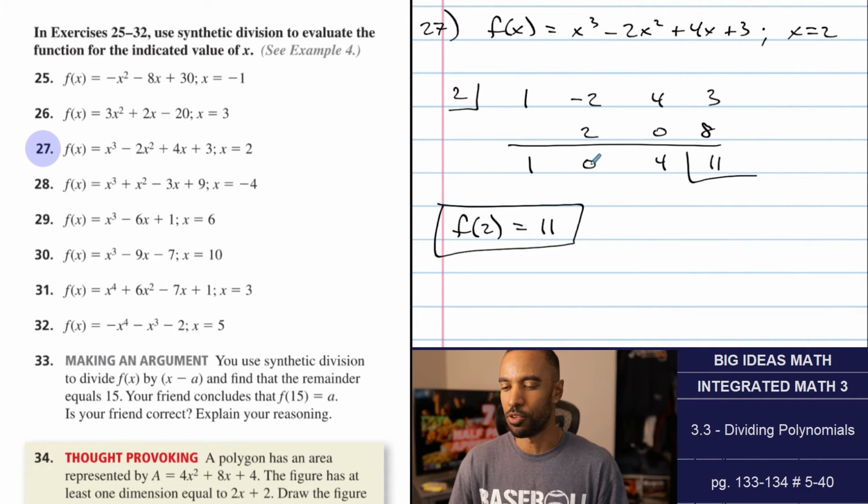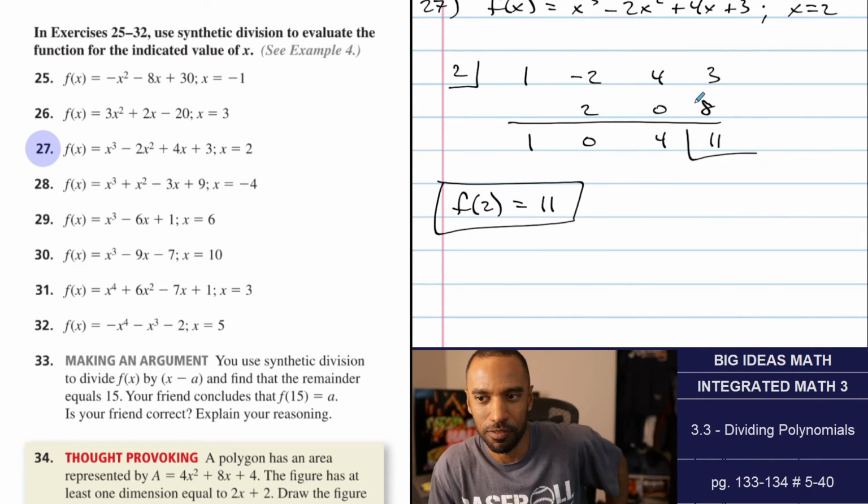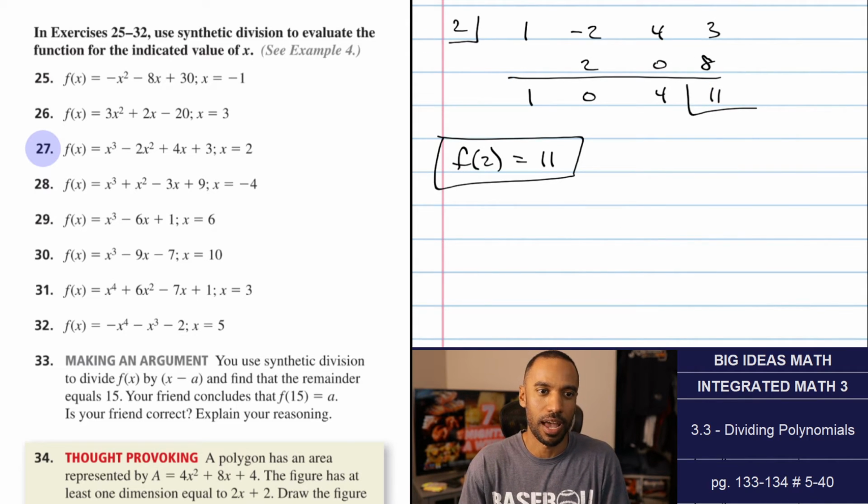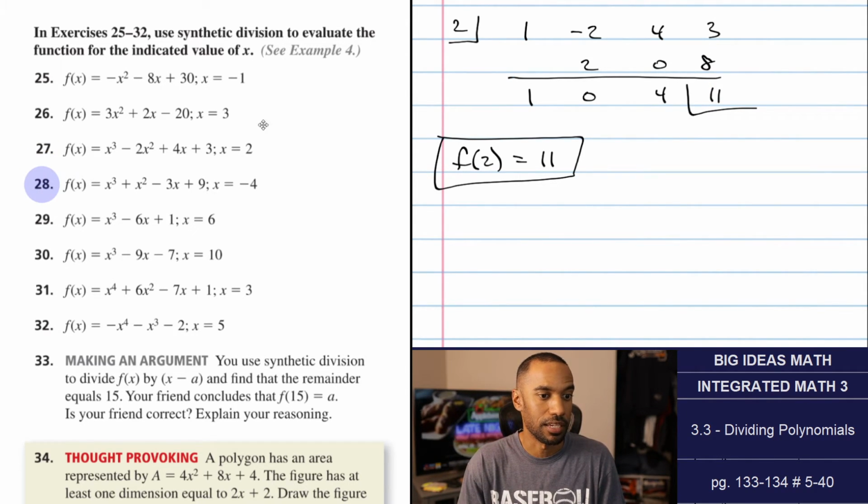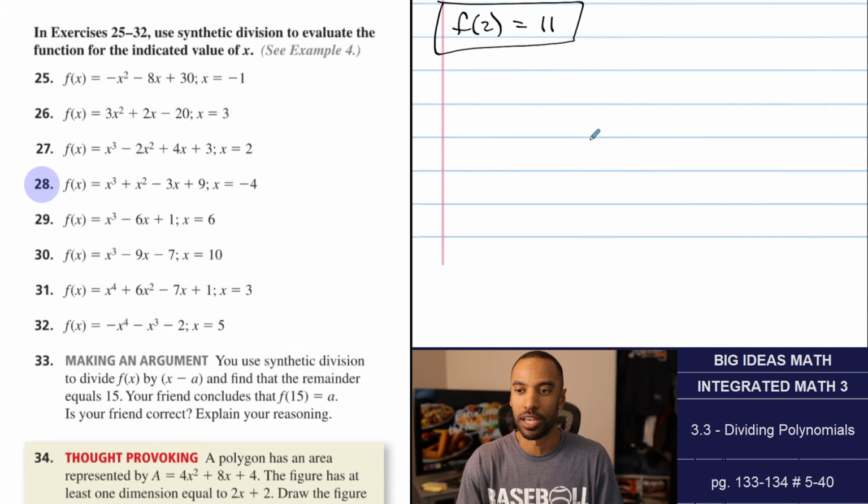You're like, Mr. Robinson, if you can do the substitution faster, why are you doing synthetic division? Again, they're asking us to. They're having us understand the idea of how remainders are utilized in what we do.